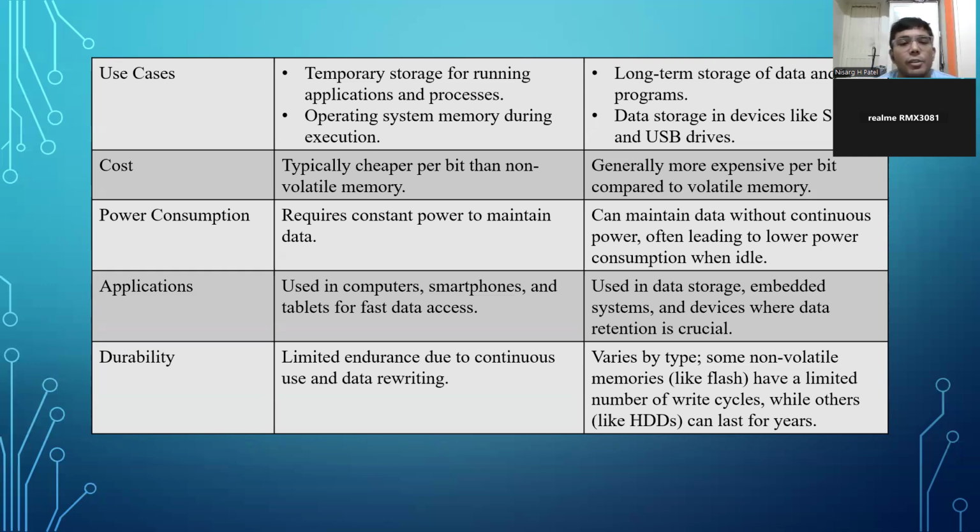Applications: it is used in computers, smartphones, and tablets for faster access. It is used in data storages, embedded systems, and devices where data retention is crucial. Durability: limited endurance due to continuous use and data writing, varies by type. Some non-volatile memories have a limited number of write cycles, while others can last for years.